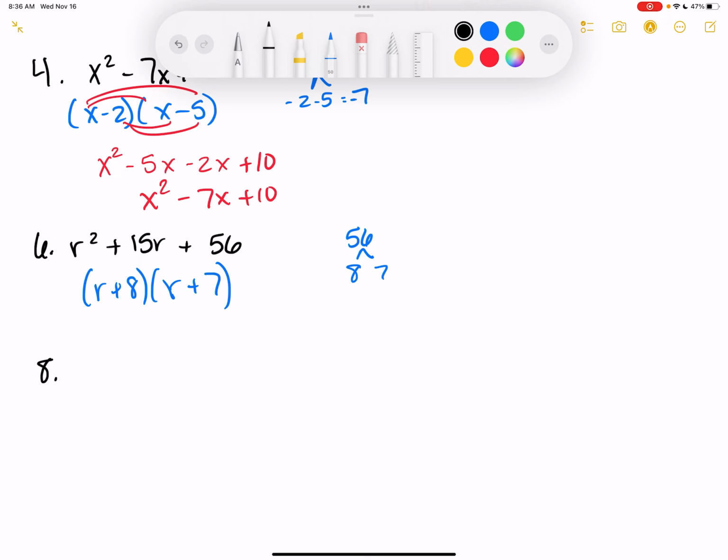Number 8, q squared minus 11q plus 28. So I need factors of 28 that add up to give me negative 11. Or subtract. Negative 4 and negative 7. So x minus 4, or well, not x, it's q, hello. Also, if you end up changing them all to x's, I told one of my other classes yesterday, if you change all the variables to x's, that's completely fine. The variable thing does not matter to me.